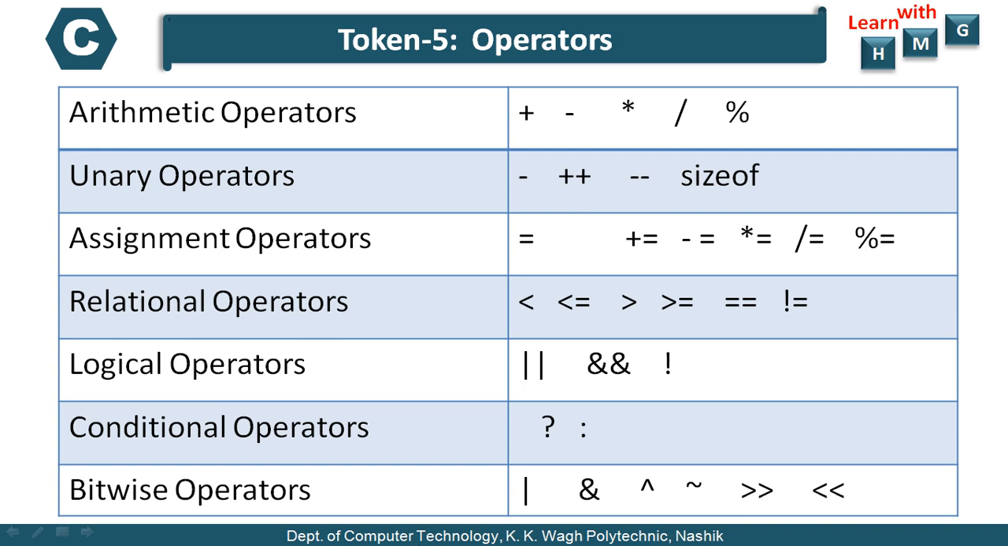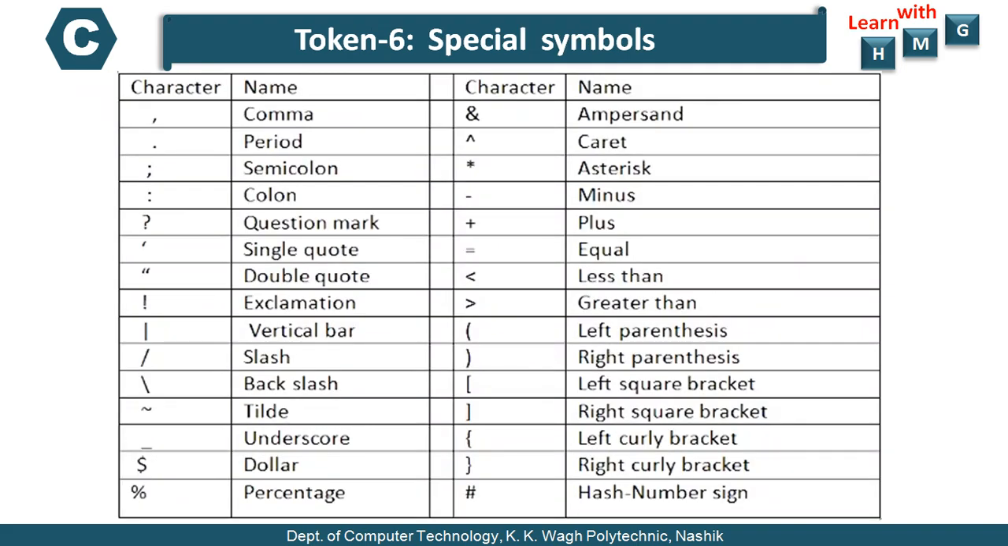So these are the 6 types of operators, whose symbols you can use for various operations in your C program. Next, the last token of C is special symbols. I already explained some of the symbols, and here is a table which gives you all the symbols available on your keyboard, which you can use for writing your C program.